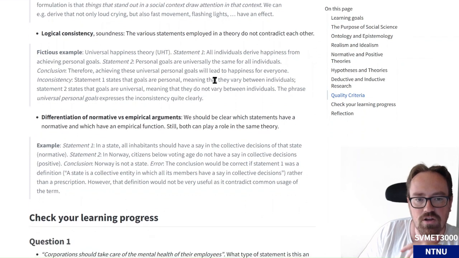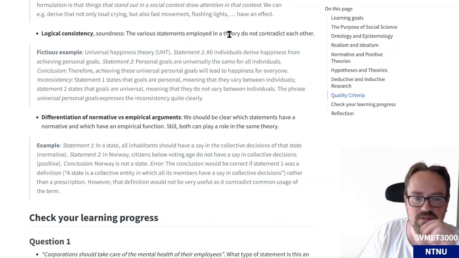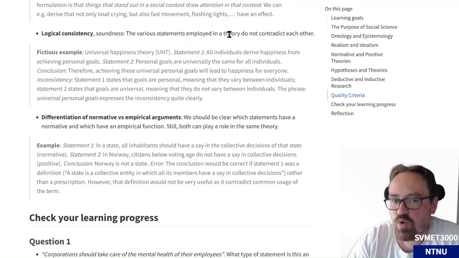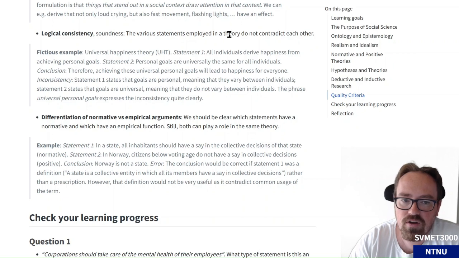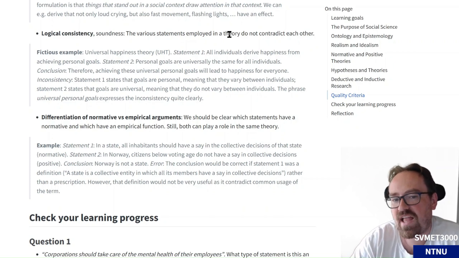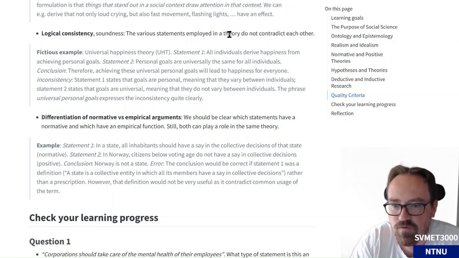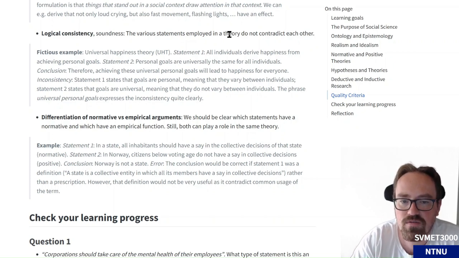Third criterion would be logical consistency or soundness. The various statements employed in a theory should not contradict each other, which sounds plausible, but it can happen quite easily. A fictitious example would be a theory, say, we call it universal happiness theory. It has two statements. All individuals derive happiness from achieving personal goals, and a second statement, personal goals are universally the same for all individuals. And we would conclude from these two statements that achieving universal personal goals will lead to happiness for everyone.